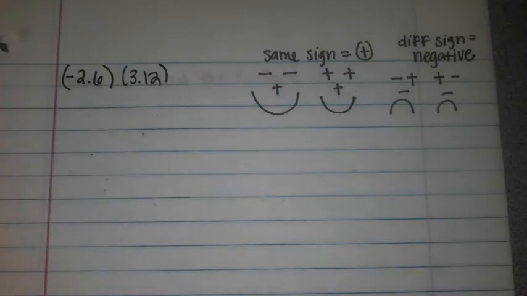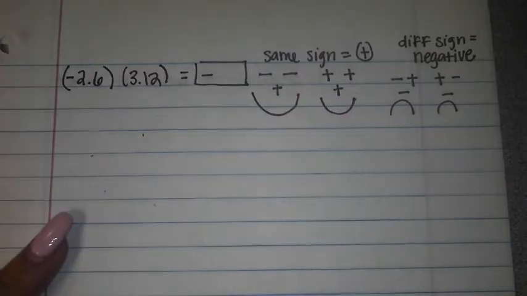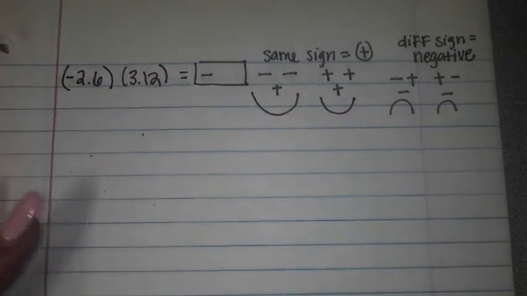Okay? Now what I'm going to do next is I see these two over here. One's positive and one's negative. So you could already go, well, my answer has to be negative, so you could eliminate any other answer choices that are positive. Now I'm going to take 2.6 and 3.12 and I'm going to line them up to the last digit.